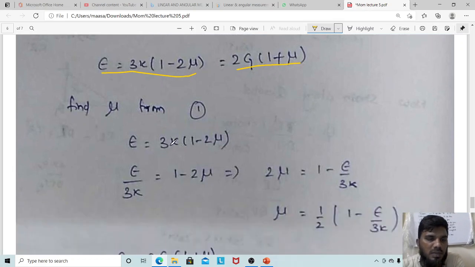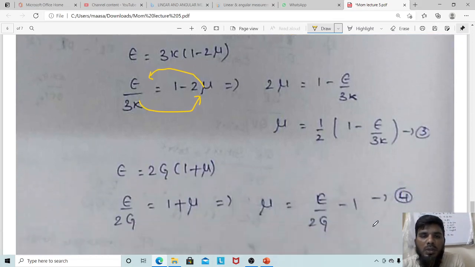Since this is in multiplication, it comes on the other side and becomes division. That is equal to 1 minus 2 mu. Now 2 mu goes on this side, so this becomes plus, and this comes on this side, so this becomes minus. So 2 mu is equal to 1 minus E by K. So mu is equal to 1 by 2 of 1 minus E by 3K.